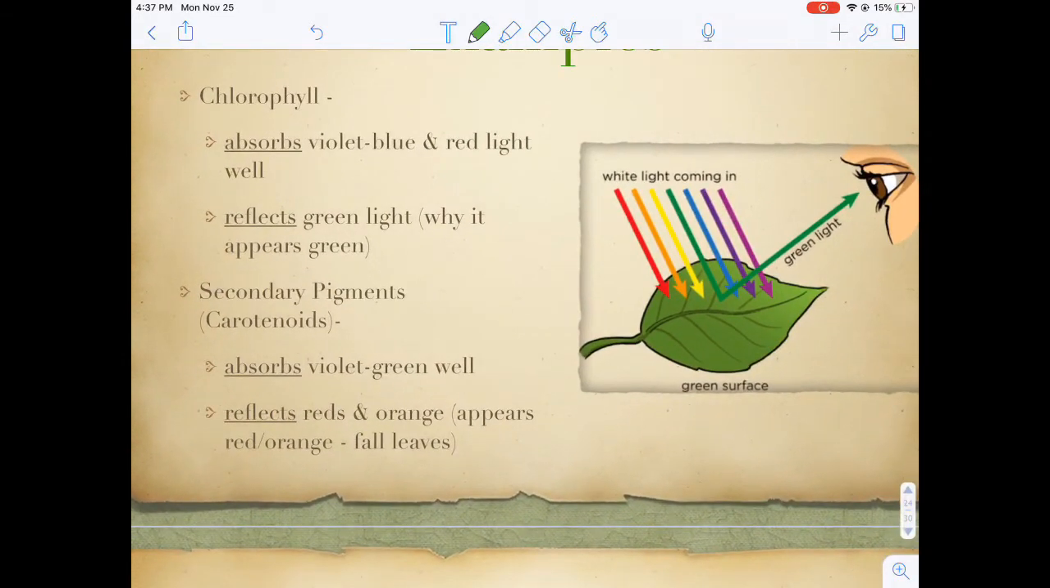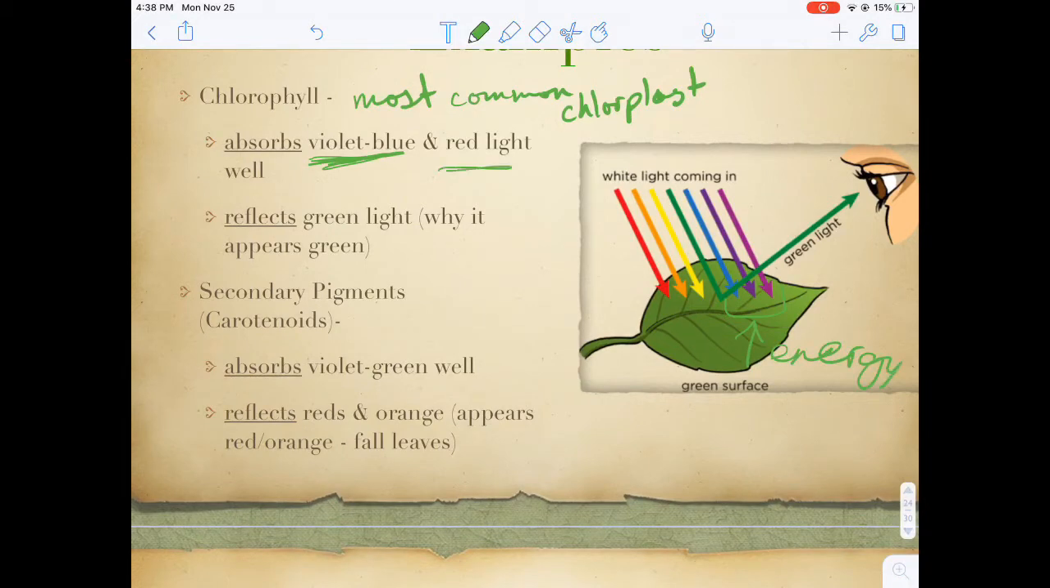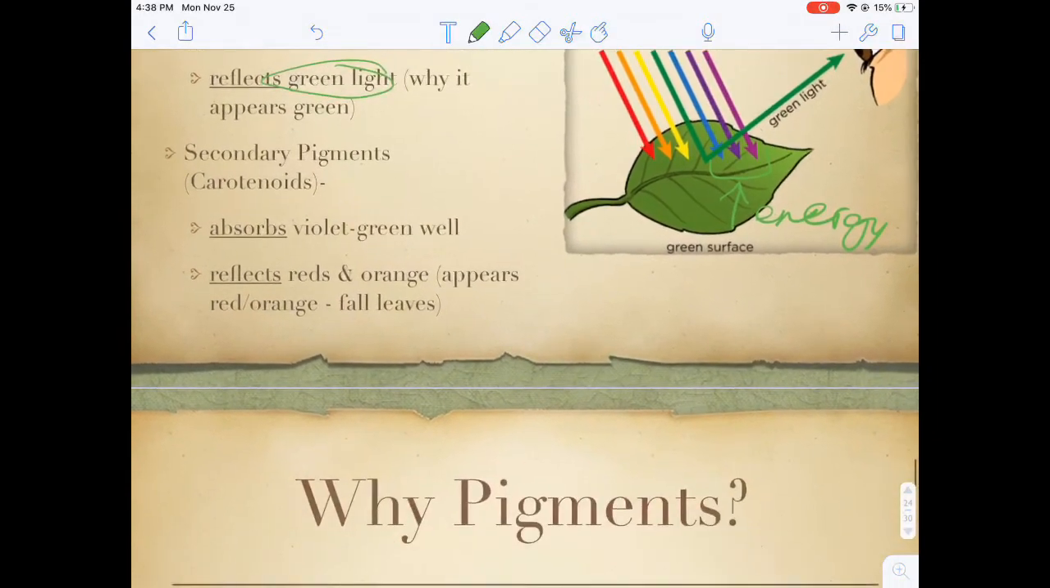So chlorophyll, like I said, is the most common. This is what we see in the chloroplast, which is the organelle that does photosynthesis. Chlorophyll does a really good job of absorbing violet-blue rays, which, keep in mind, are going to be your highest energy. It also does a good job of absorbing red light. It reflects the green light, that's why it looks green.